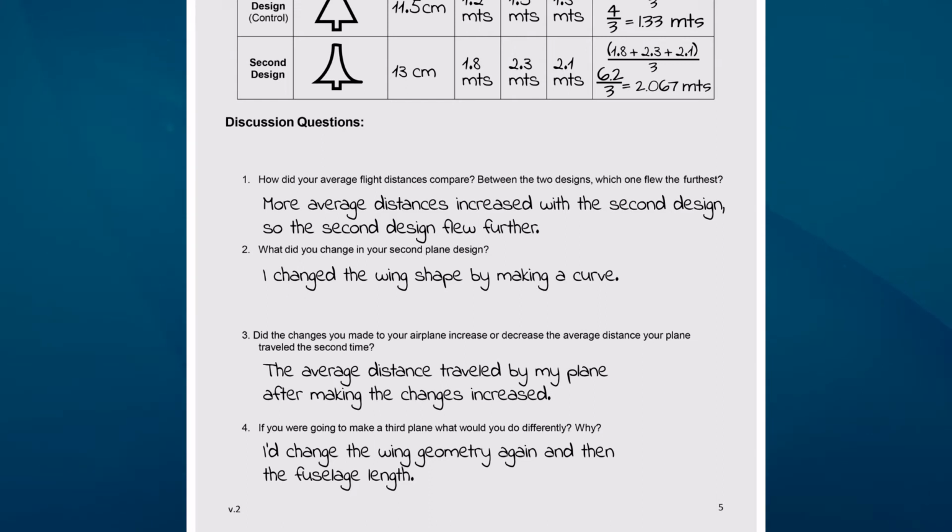2. What did you change in your second plane design? 3. Did the changes you made to your airplane increase or decrease the average distance your plane traveled the second time? 4. If you were going to make a third plane, what would you do differently?